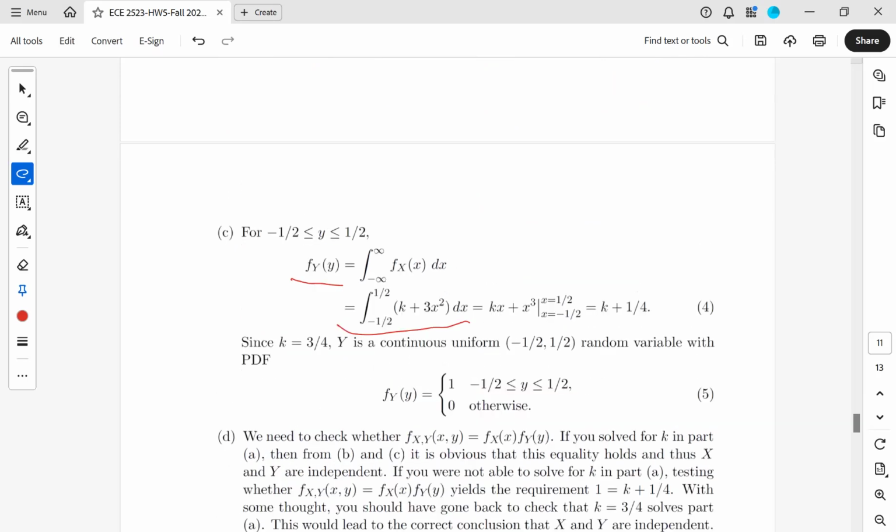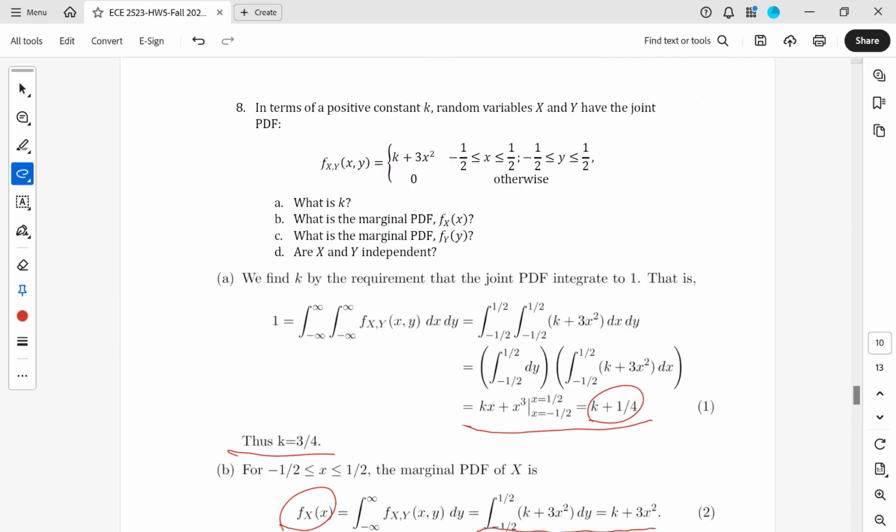Easy? Okay. Now, the last part asks us if x and y are independent. What was the condition of independence for two random variables? Can anyone remind me? What was the condition that we used to prove or disprove the independence of two joint random variables?